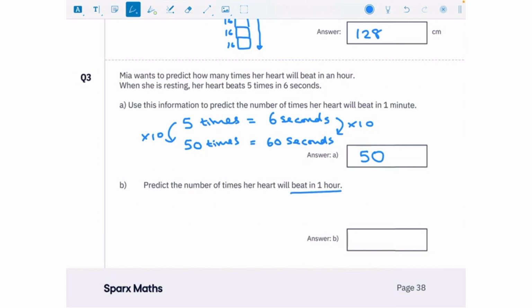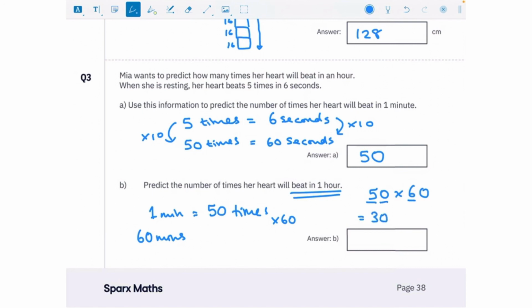And then it says, what about in an hour? So we know that an hour is 60 minutes. So in 1 minute, we said it did it 50 times. So then we want 60 minutes. So to get that, we're going to times by 60. So we need to do 50 times 60. And the easiest way to do that is to do 5 times 6, which is 30. And then make it 10 times bigger and another 10 times bigger for each of the zeros. So 3,000 would be my answer there.